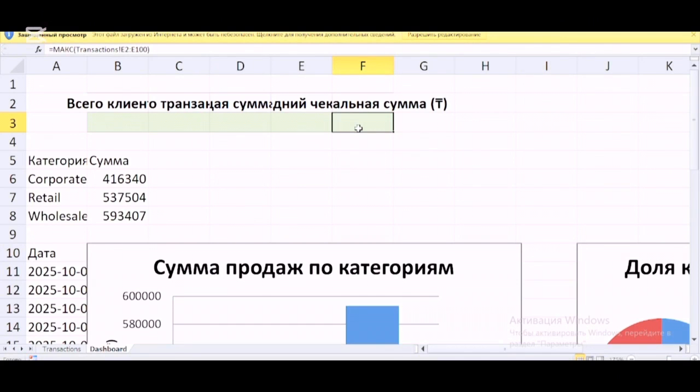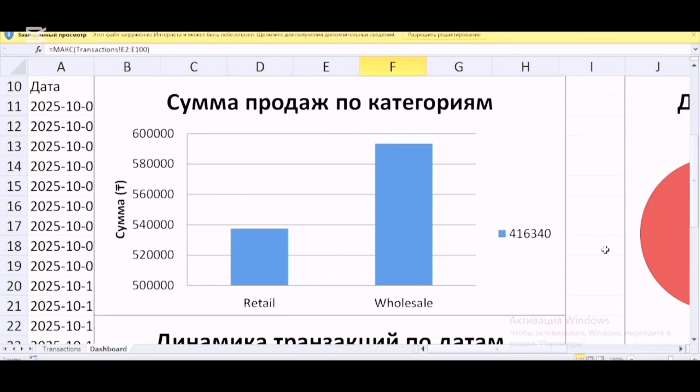Once the dataset was ready, I moved on to calculate several key performance indicators or KPIs, which summarize the most important business information. On the dashboard sheet, you can see the main KPI section. It includes 5 key indicators, and these indicators provide a quick snapshot of overall performance.